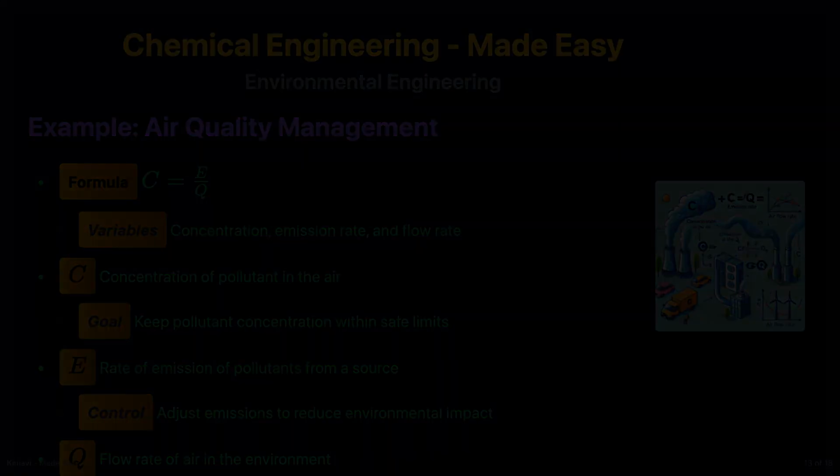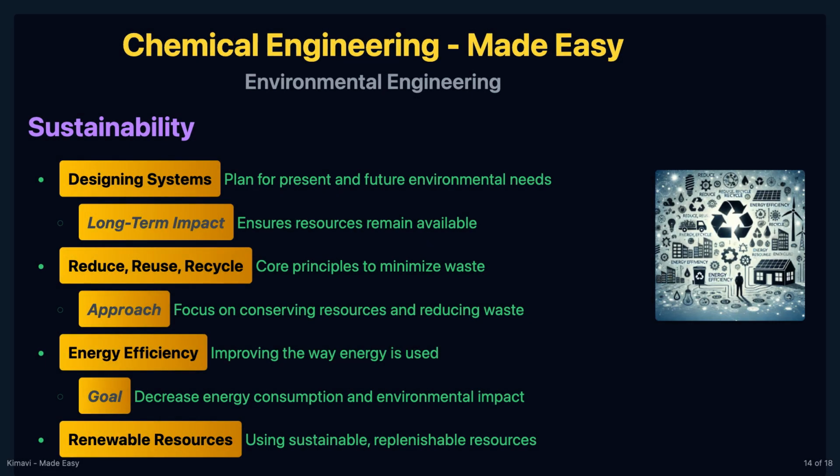Sustainability in environmental engineering involves designing systems and processes that meet present needs without compromising the ability of future generations to meet their own needs. Key principles include reducing, reusing, and recycling materials, improving energy efficiency, and utilizing renewable resources.